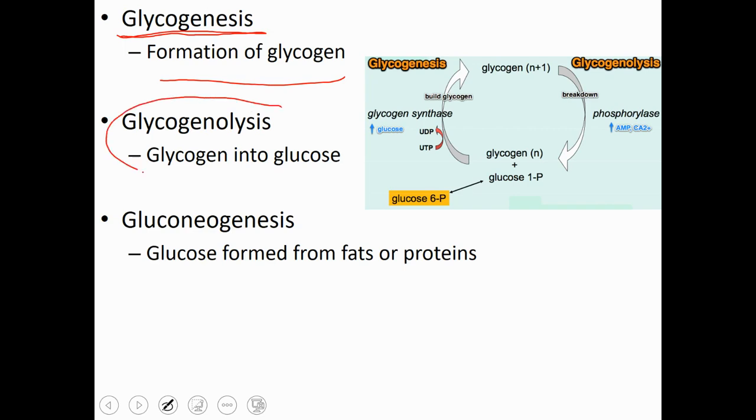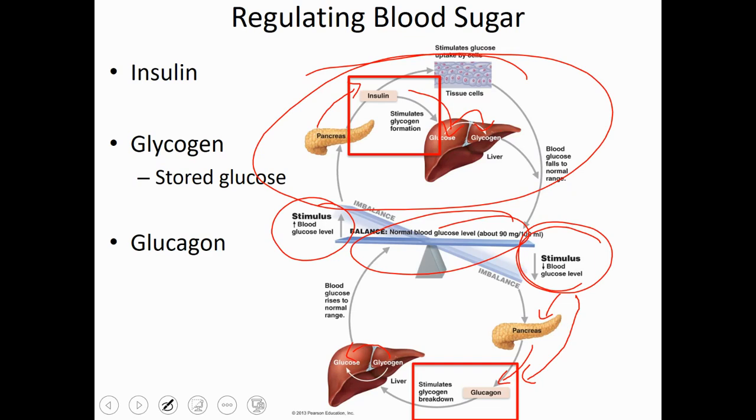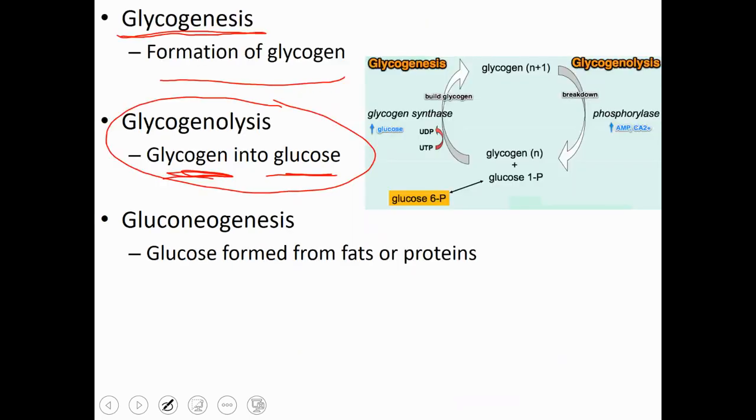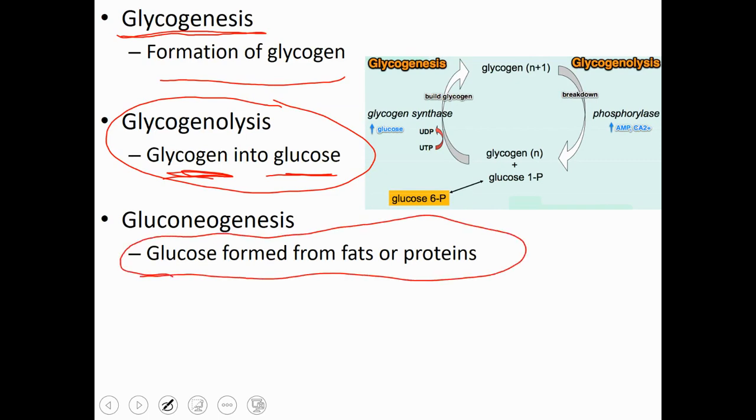Glycogenolysis. To lyse something means to split. So that would be glycogen being split into glucose, and that's what the hormone glucagon does. So that second one, glycogenolysis, is happening at the bottom. And lastly, gluconeogenesis is when we form glucose from anything that's not a sugar. So when we're breaking down fats or proteins, we would call that gluconeogenesis.